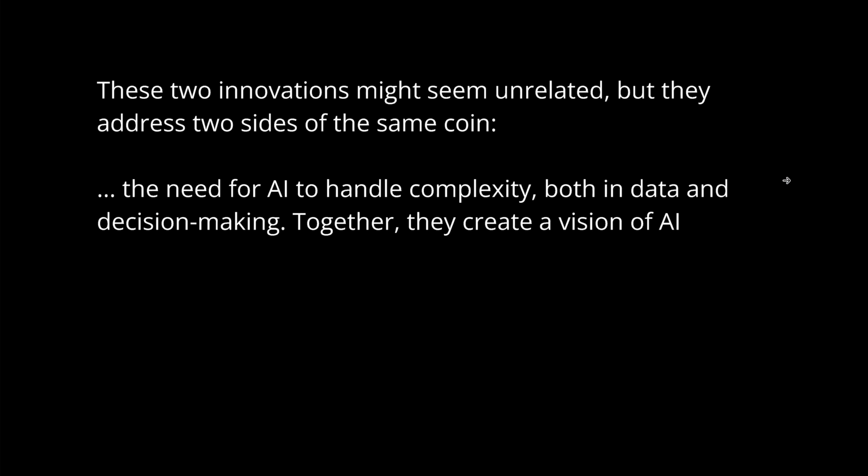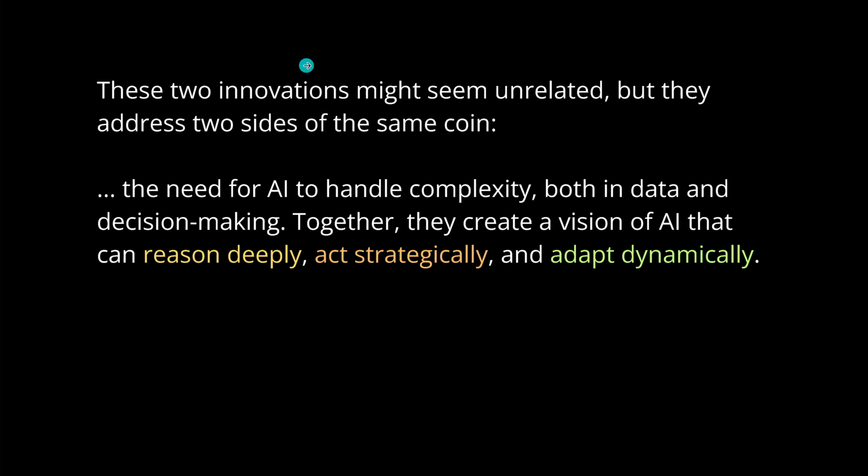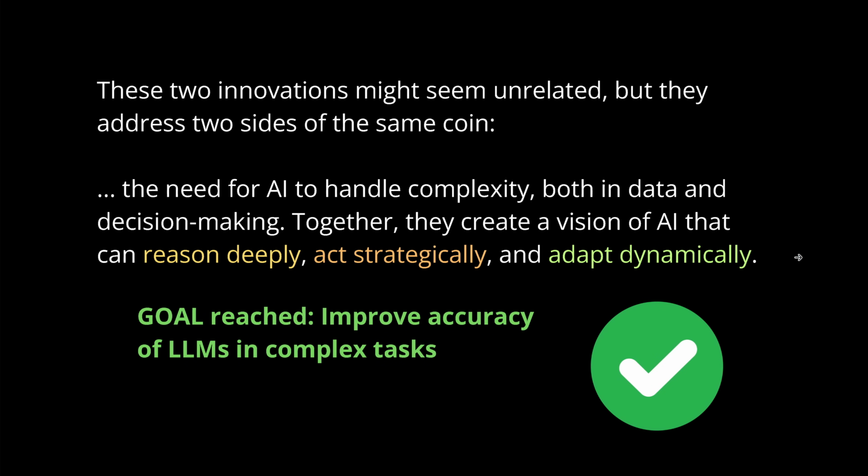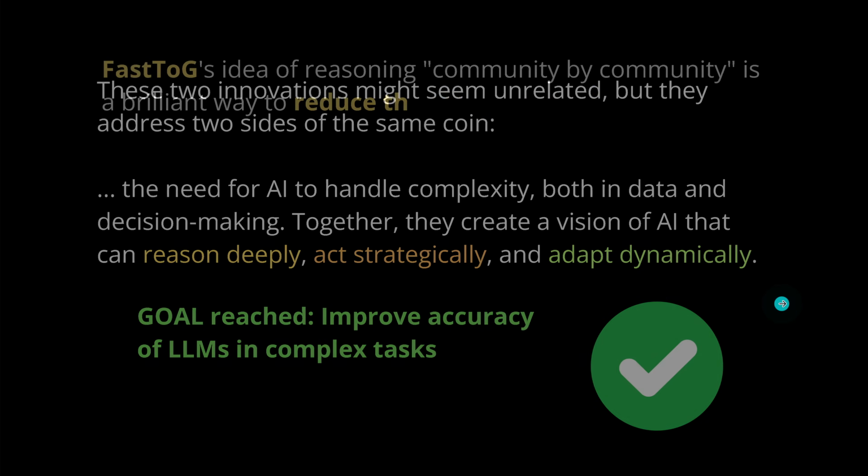Great! Okay, I think we are coming close to an end of this video, but let's just summarize what we achieved. We started with 2 innovations, with 2 preprints here on AI research that were completely uncorrelated. The authors didn't know about each other, but reading them today, I think they really go together. Because we need here for our AI system to handle complexity, both in the data and in the decision making. And if you put them together, they create here really a vision of AI that can reason deeply, act strategically, and most important, adapt dynamically to the environment. So we reached our goal. We improved the accuracy of LLMs in our complex task.